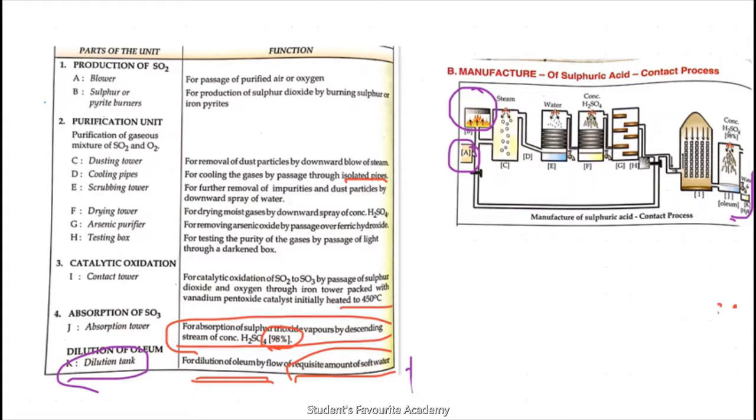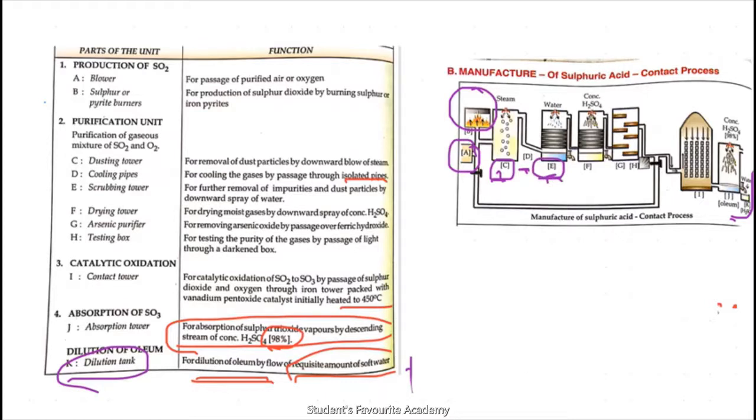And then once we are heating, this is going into this tower that is called the dusting tower. In there, what is happening? Whatever dust particles are there are being blown away by the steam. Since you are passing steam, the temperature of this tower is increased. So this is passed to D, which is called the cooling pipe. Once it passes through the cooling pipe, the temperature subsides, and then we pass it to the scrubbing tower.